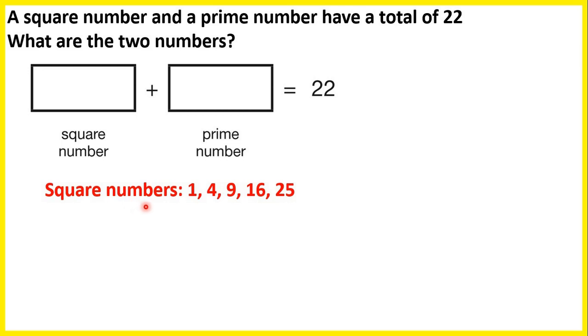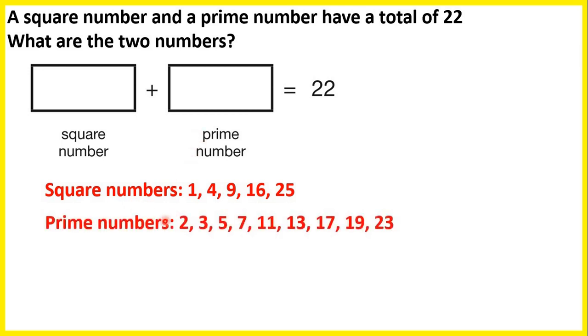And we also need to know that a prime number is a number with only two factors. So a number that's only in the 1 times table and its own times table. So 2 is only in the 1 and 2 times tables. 3 only in the 1 and 3 times tables. 17 only in the 1 and 17 times tables, and so on. So we need two of these numbers to give a total of 22.